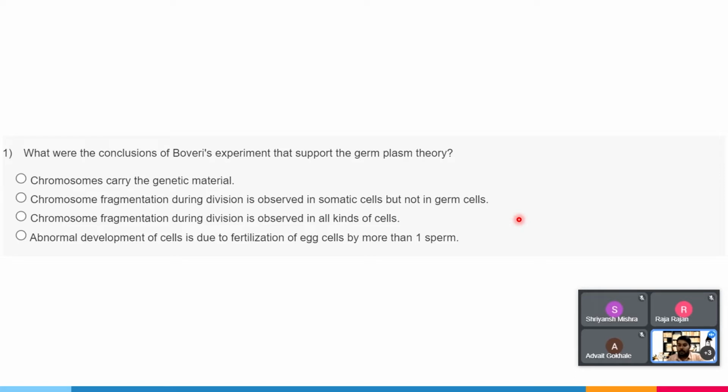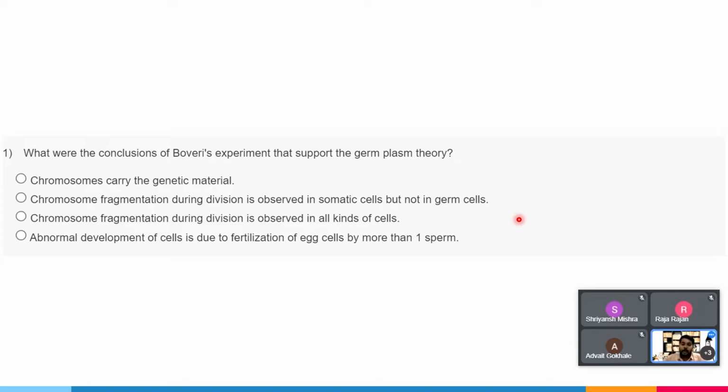So anyone want to try and answer the question? We have already seen Boveri's experiment in the last slide, which was that. Shiansh says chromosomes carry the genetic material is the answer. Kavya says it is also chromosomes carry the genetic material. Anyone else wants to try? Okay, so we go ahead.